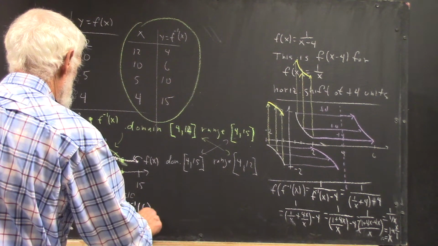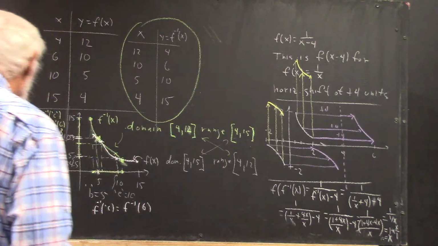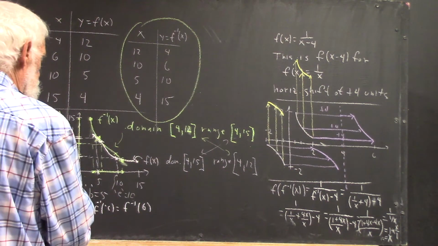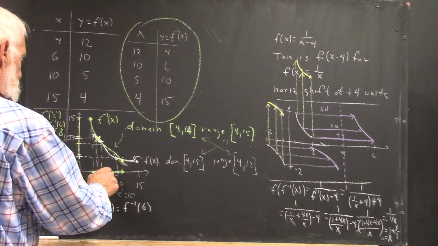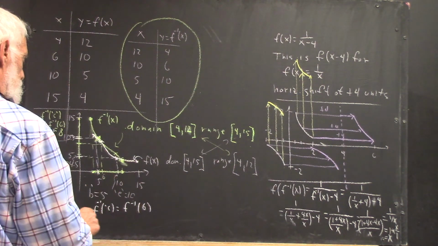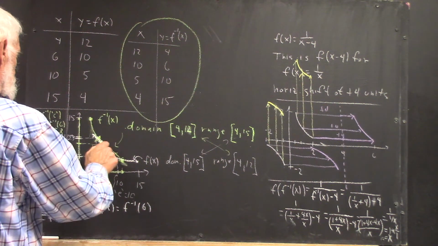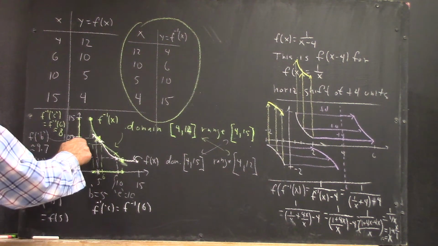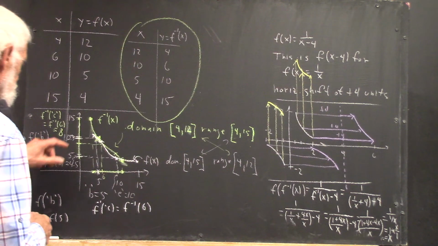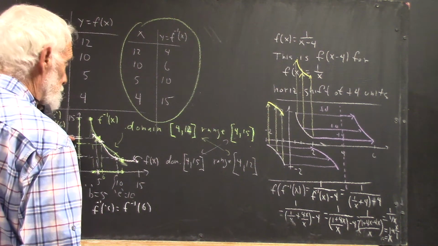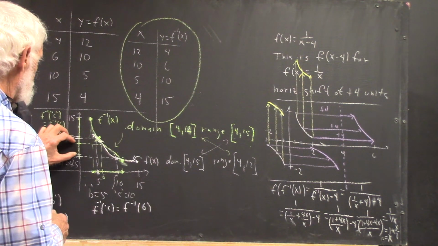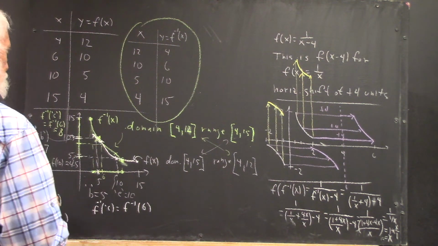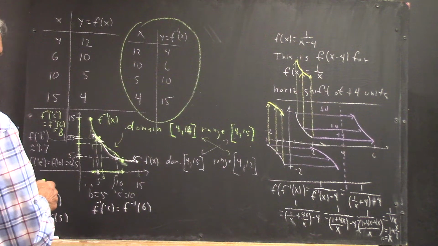In my case, that would be f inverse of 6. So what do you do? f inverse of 6, well, here's 6. We come up to the green graph and across, and we get our estimate, f inverse of 6. It's between 5 and 10, closer to 10. It looks like pretty close to 8. I'm going to say about 8.3.